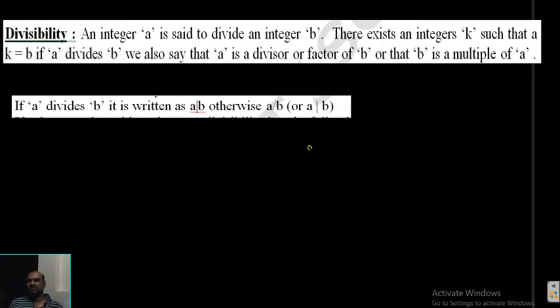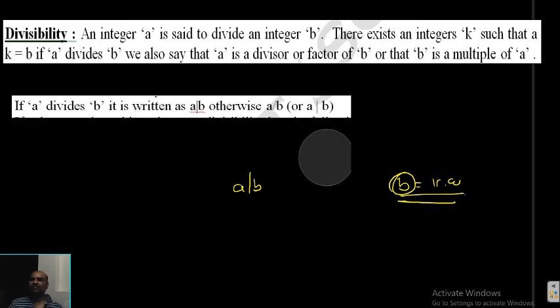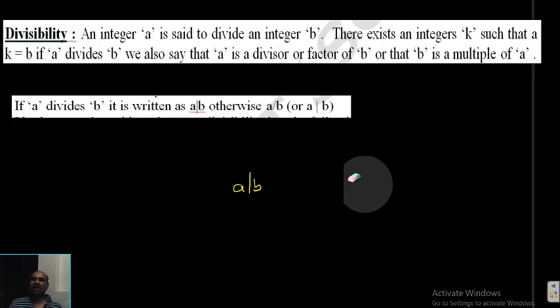Listen students, 2 divides 6. If 2 divides 6, then 2 is said to be a factor of 6, or 6 is said to be a multiple of 2. If A divides B, what is the meaning of that? B equals some integer into A. The meaning of that is B is a multiple of A, or A is called a factor of B, obviously. So, if A divides B, then A is a factor of B or B is a multiple of A. That is important. Here it is clearly given. If A divides B, we can say that A is the divisor or factor of B, or B is said to be a multiple of A.